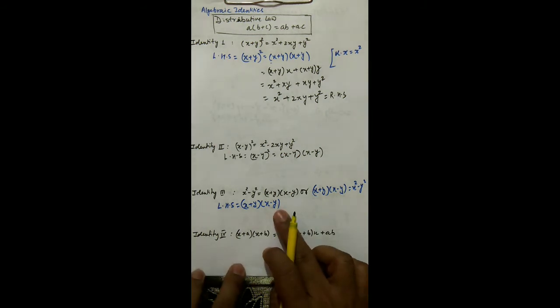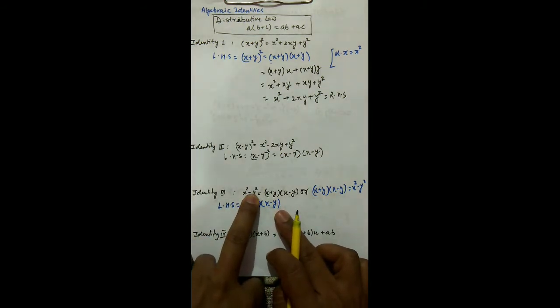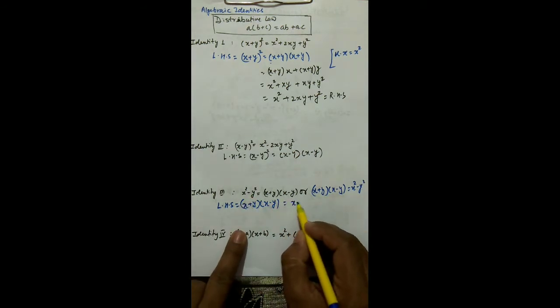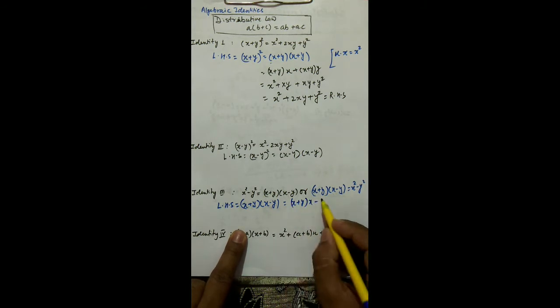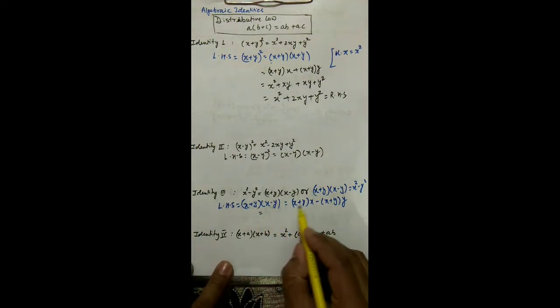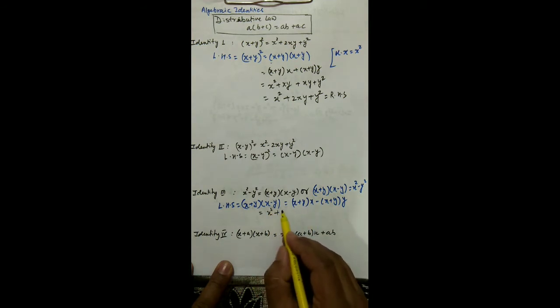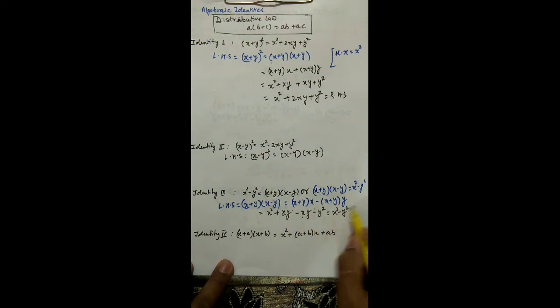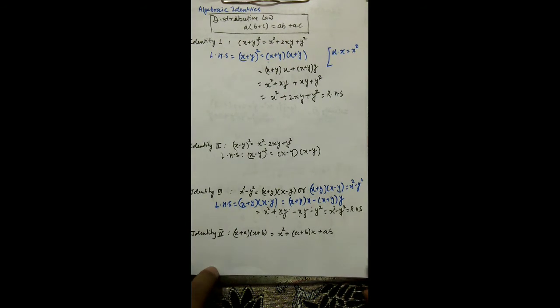Now I will open it using the distributive property. Again I'll consider this term (x + y) as a, this as b, and this as c. So I'm going to open this: (x + y) into x minus (x + y) into y. This way I have opened this LHS. Now I multiply x into x, this is x square plus xy, and if you multiply here, then it is xy and minus y square. So you can see this plus and minus will get cancelled, and your answer will be x square minus y square, which is equal to the RHS. So this identity is also proved this way.